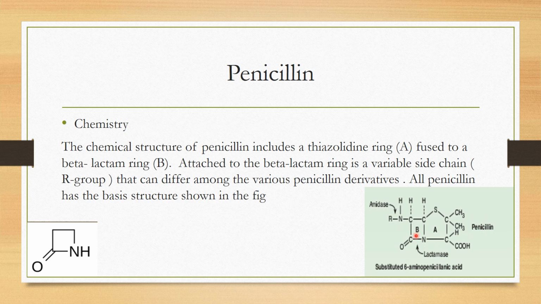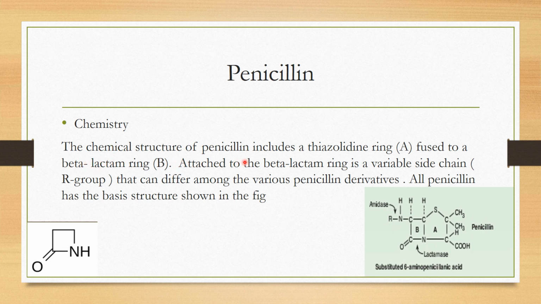While the second ring, that is this ring B, it is called beta-lactam ring. It is a 4-membered ring and contains 3 carbon and 1 nitrogen. And a side chain R. This side chain R is variable and it is different in various subclasses of penicillins.